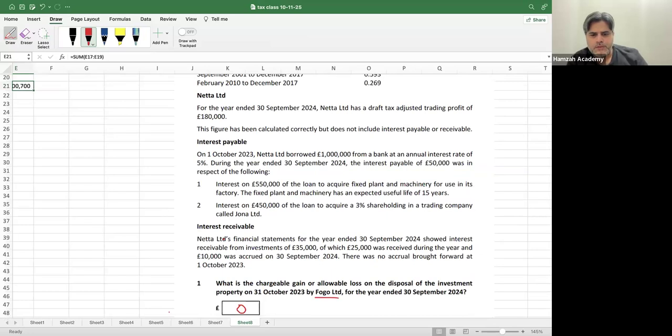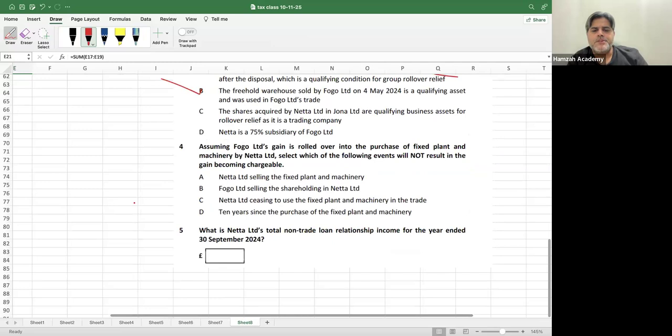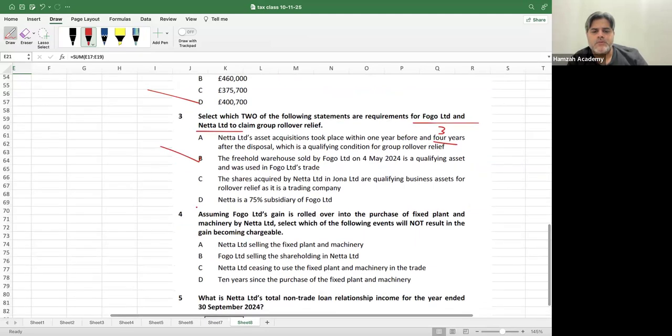We don't have any information about Joanna. This is the 3%. We just have a 3% holding over here. So a 3% holding doesn't give us the qualifying business over here, right? Because this is not going to be the overall holding that we can have over here, right? So this statement is wrong over here.